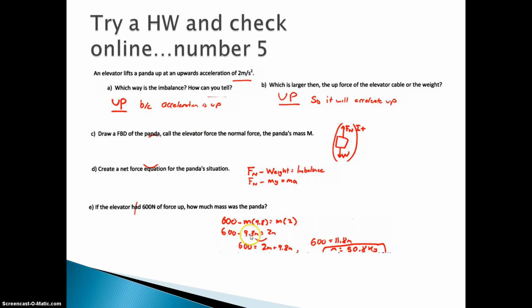So 600 minus 9.8m equals 2m. I can move the m's over, combine them into 1 and solve for the mass. 50.8 kilograms is the elevator. Cool. This just showed you how to go through all the steps and create an equation every time, solve for it, understand what's going on.